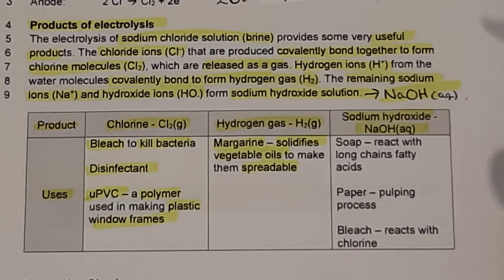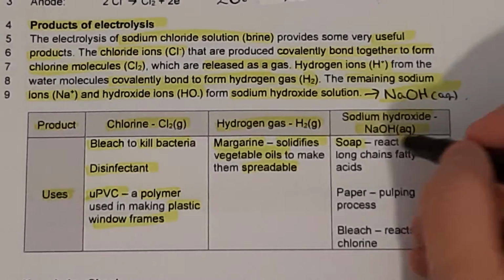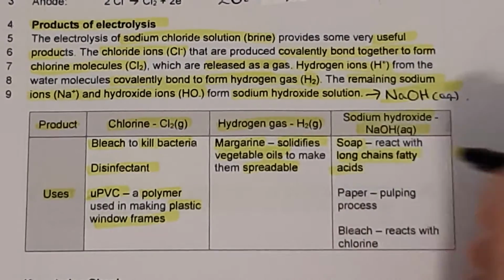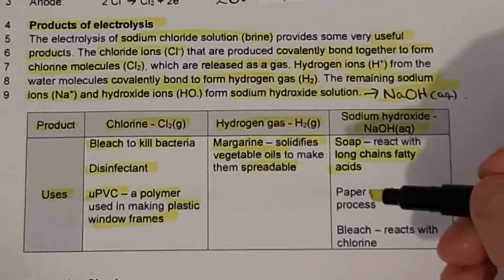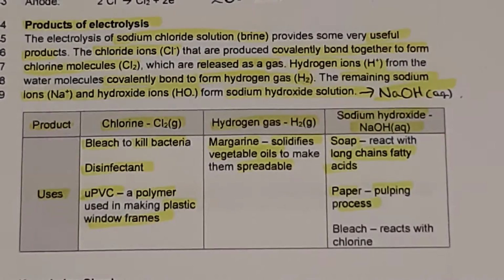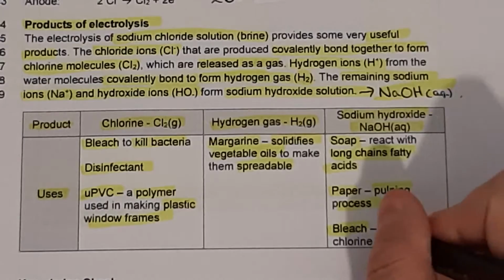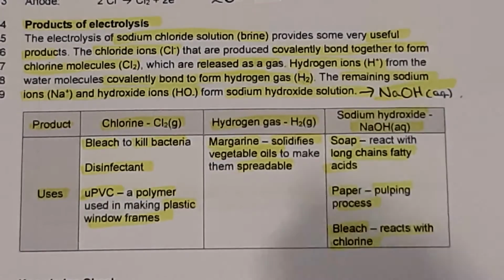So sodium hydroxide is very useful in making soap. It reacts with something called long-chain fatty acids, which we'll learn more about later. It's also used as part of the pulping process when making paper. And again, when making bleach, it reacts with chlorine to form bleach. So you've got two products here that you require to make bleach. So a very useful process to produce bleach amongst other useful things.